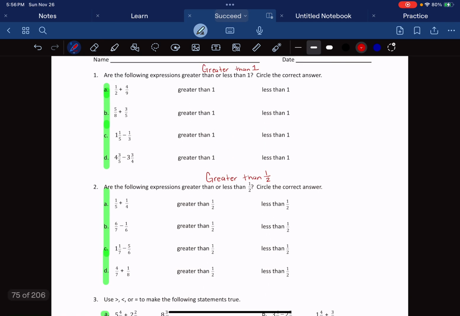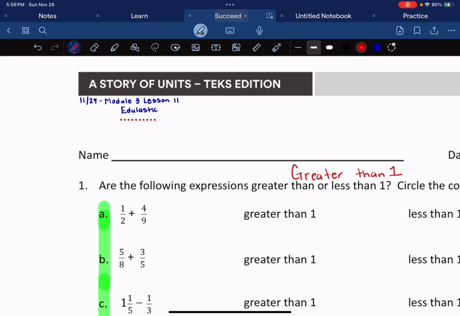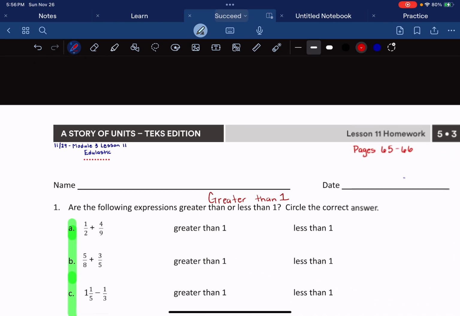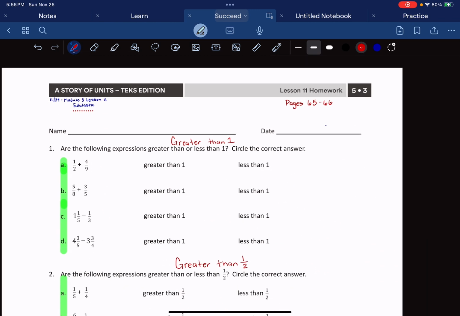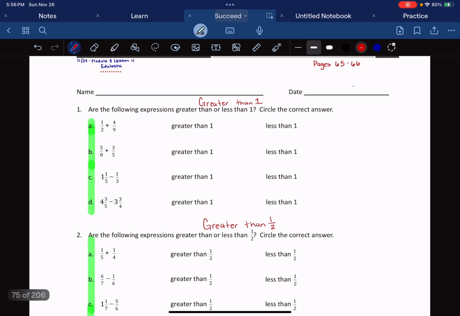And before I go on to the word problem, you do have an Edge Elastic today. It is 11/29, Module 3, Lesson 11 on Edge Elastic. Now, it is a little bit different from the page here. Same problems, but they are just going to ask you to select the ones. So on number 1, it's going to ask you to select the ones that are all greater than 1.